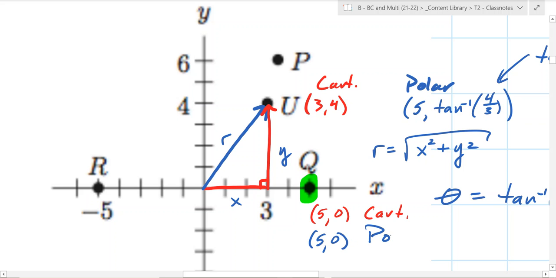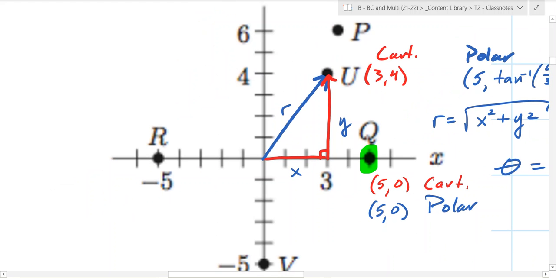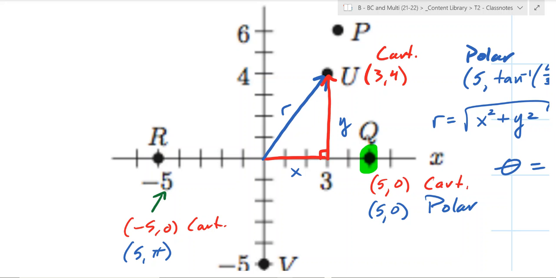Yeah, so can they be the same? They're the same when you're on the positive x-axis. They are the same sometimes. They're not the same on the negative x-axis because here, what's the Cartesian? Negative 5, 0. But Sophia, what's the polar? 5. Yes. And generally speaking, we're going to use radians. I want to get you into that habit because on the AP test, it's radians unless they say degrees.